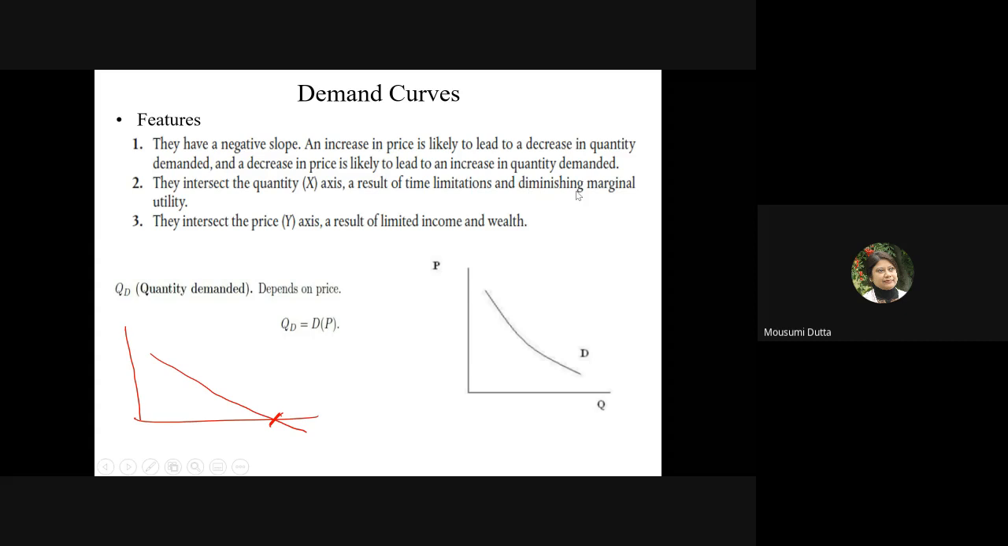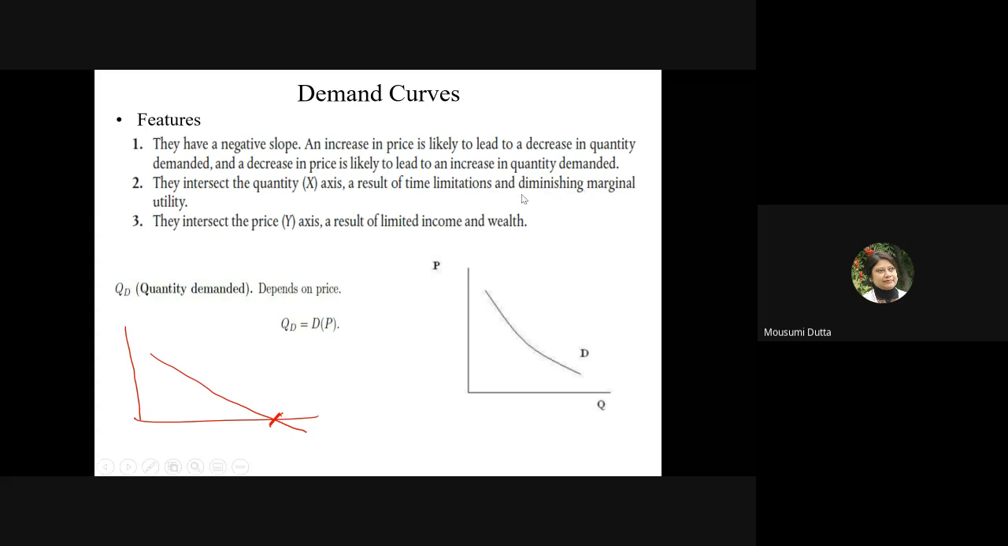Then I added a term, diminishing marginal utility. There is a principle which we call diminishing marginal utility. As we consume more and more of a commodity, other things remaining constant, the additional satisfaction we get out of that commodity goes down. So, diminishing marginal utility, okay?